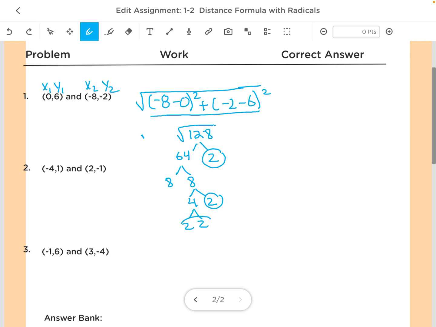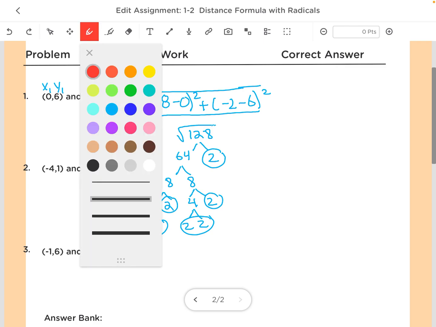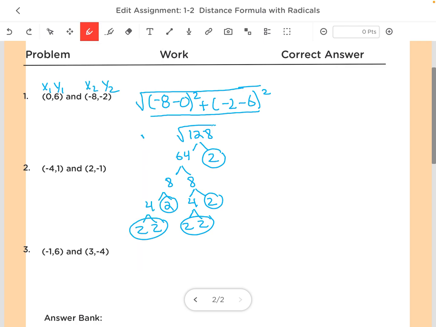So I got 2 and 2 here. This is also 4 and 2. And then this is also 2 and 2. So I've got 1, 2, 3, 4, 5, 6, 7 2s at the end of your tree. So check your factor tree. And then the last thing I want to do is now let's look for pairs.